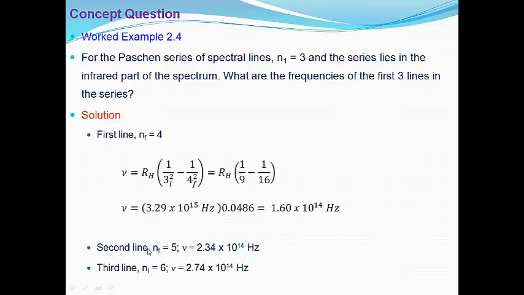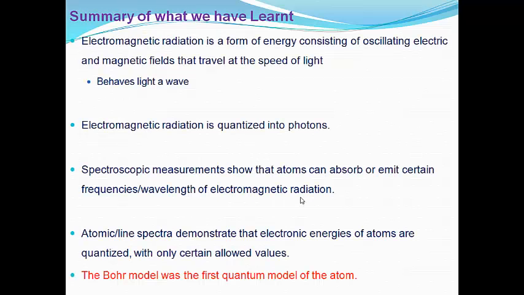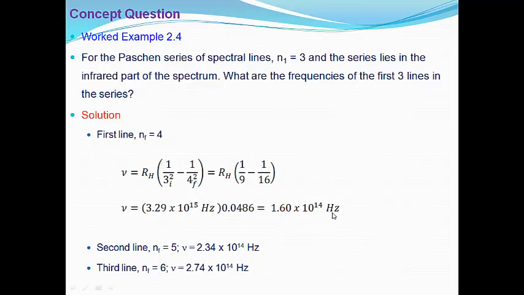Let's go on to the second one. For the second line, which is the transition from 5 to 3, we have nu equal to 2.3 times 10 to the 14. And for the third line, which is from 6 to 3, we have nu equal to 2.7 times 10 to the 14 Hertz. In all three cases, if we look at the spectrum, we would see lines that have those values of frequency. If we're representing our spectrum in terms of wavelength, we can use the relationship c equals lambda times frequency to get our wavelength value, and we can also calculate the energy associated with that spectral line as well.